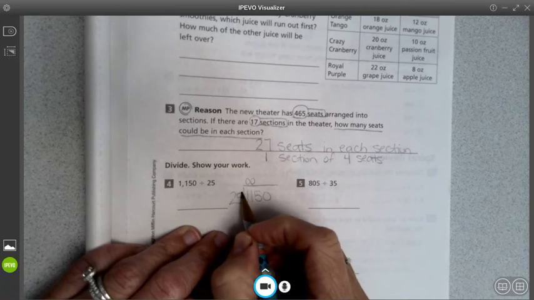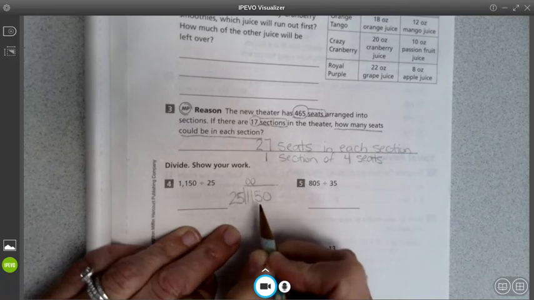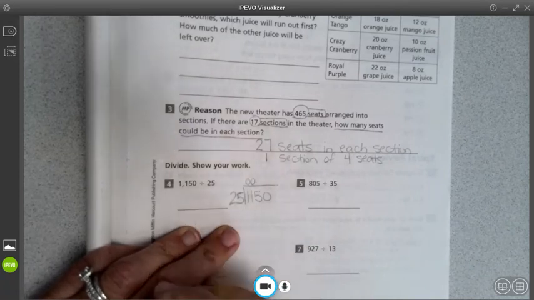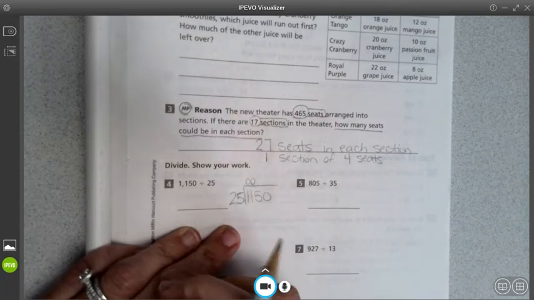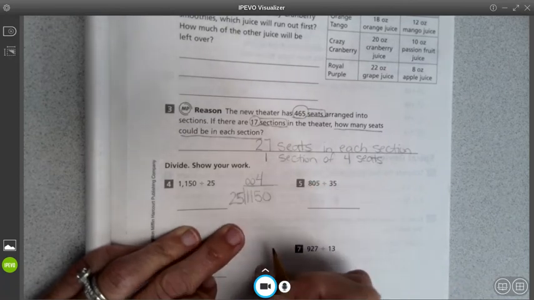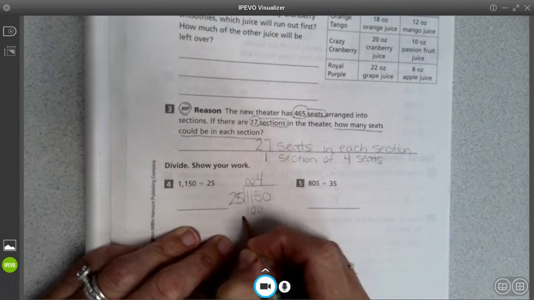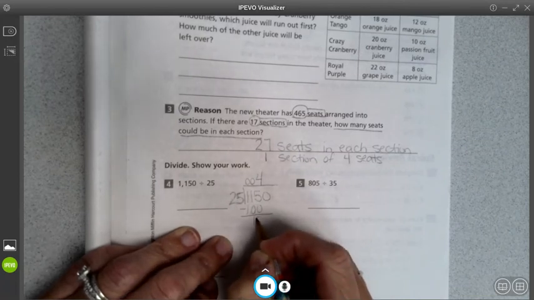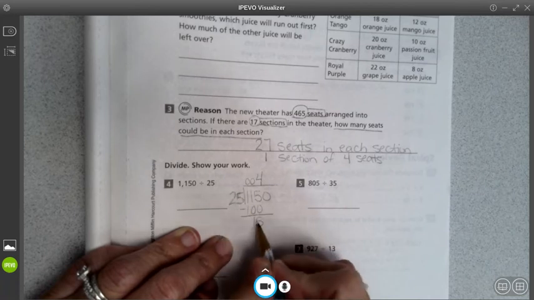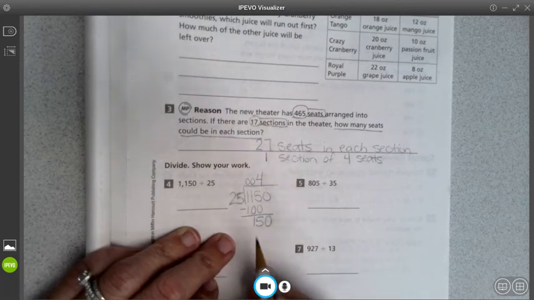And as we've talked about in class, if I can count quarters, I can get a good reasonable answer here because I know 4 quarters equals $1 or 100, and that would be what I would choose. 4 times 25 equals 100. I'm going to subtract. I have 15 left, so I know it is less than my divisor. I know I'm on the right track. I'm going to bring down that 0.